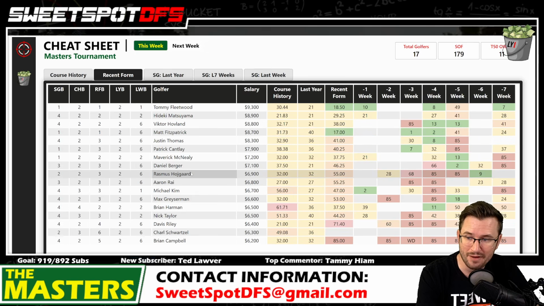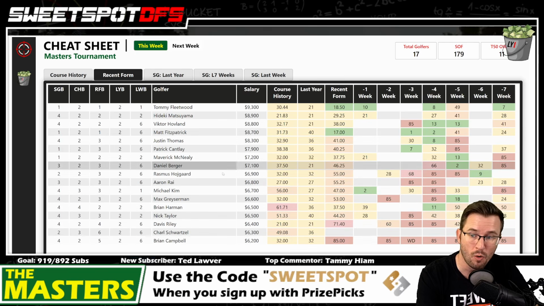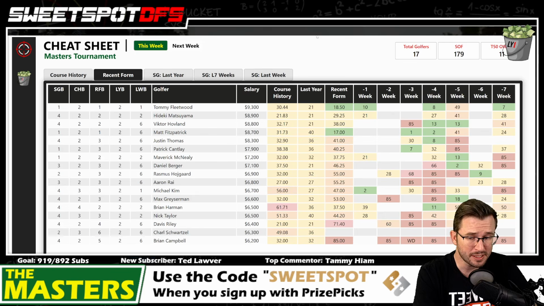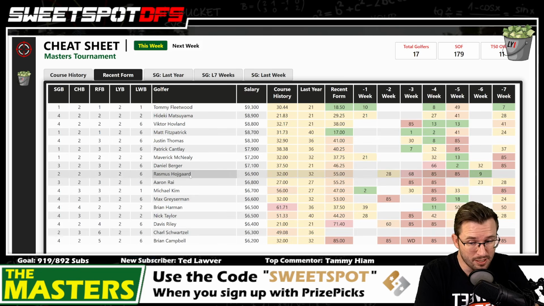We do have almost half of our golfers here. I think this is half. 1, 2, 3, 4, 5, 6, 7, 8, 9. More than half are 6K golfers. If there was a reason to play a 6K golfer, it might be from this bucket. Otherwise, it could also be a reason to fade that bucket.